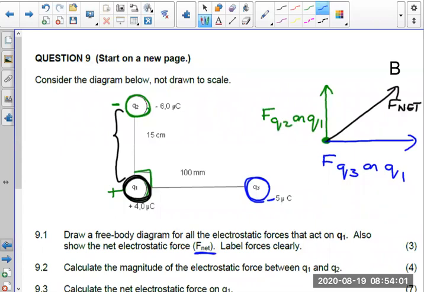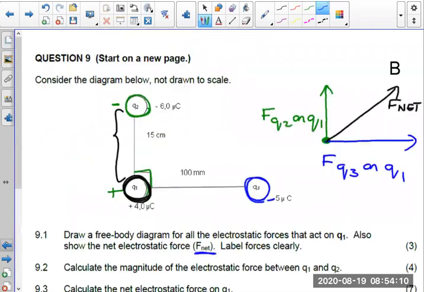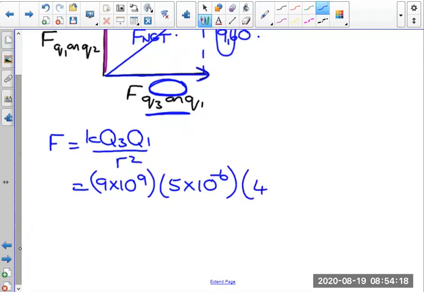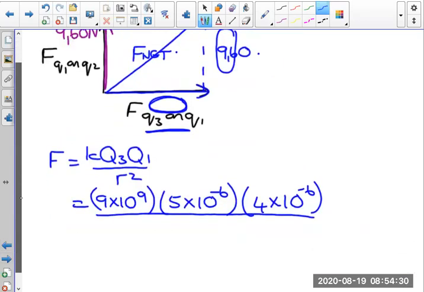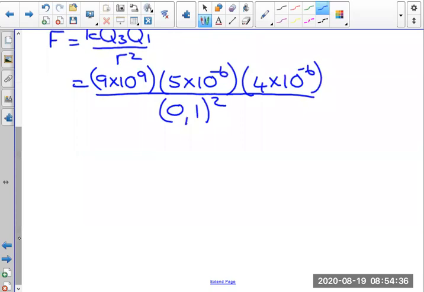Okay, let's go and check. Q3 is minus 5 microcoulomb. We are not allowed to write the minus, so it's just 5 times 10 to the power of minus 6. Then the other one is Q1, which is positive 4 times 10 to the power of minus 6. And then what we need to remember is go back to the picture. The distance is 100 millimeters, which is 0.1 meters, and that is to the power of 2. So when we work that out, we will get an answer of 18 newtons.